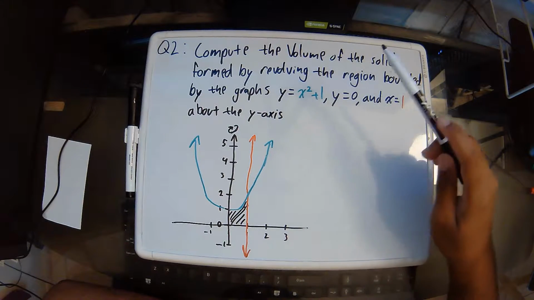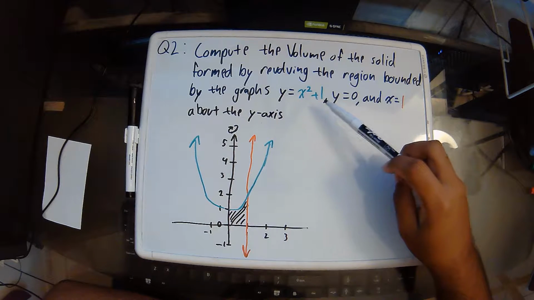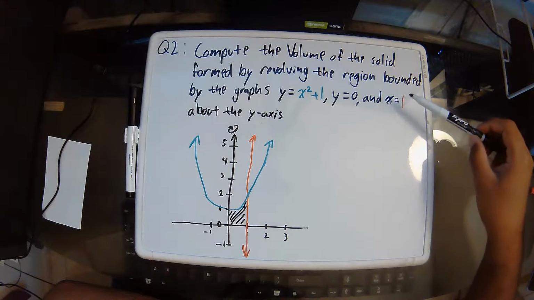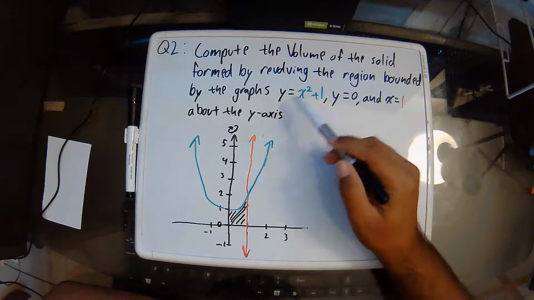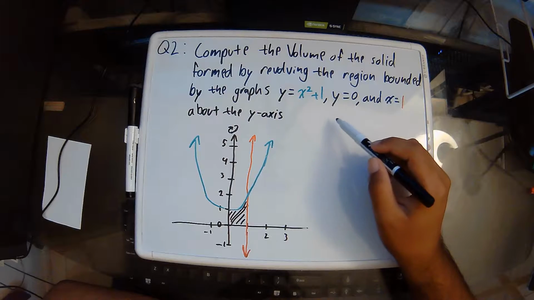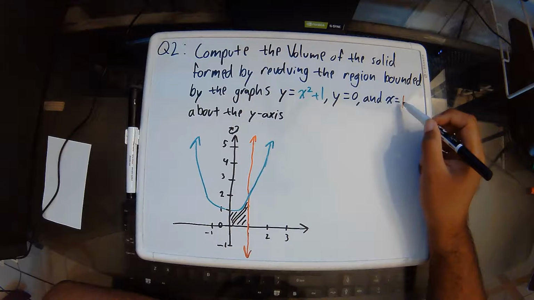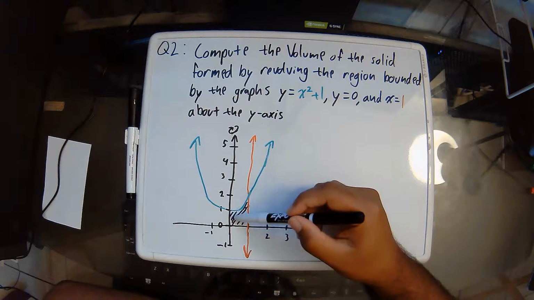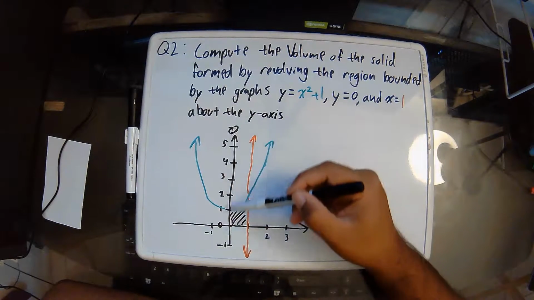Find the volume of the solid formed by revolving the region bounded by the graphs y equals x squared plus 1, y equals 0, and x equals 1 about the y-axis. And I've drawn that here. This in green is x squared plus 1, y equals 0 is just this axis, and then x equals 1 is this vertical line. The region is shown right here, shaded in black, and it is being rotated about this y-axis.